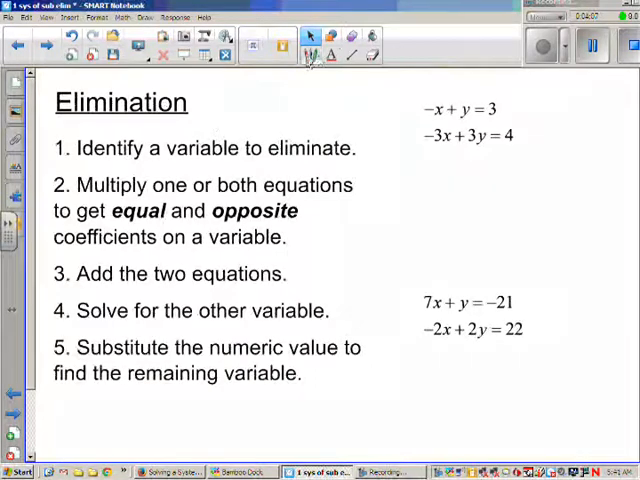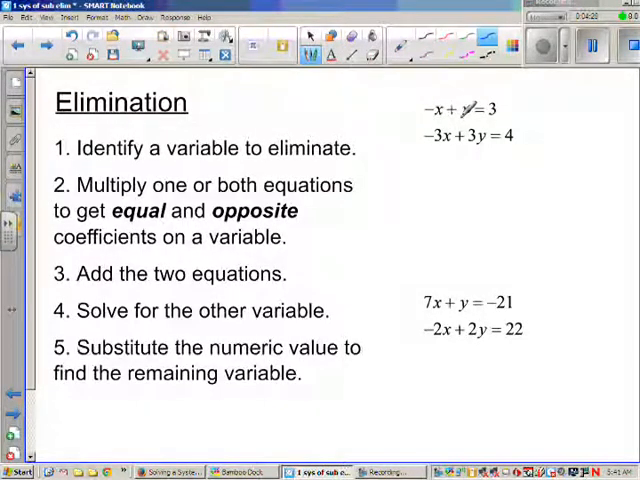Now we look at elimination. In this case, we're going to identify a variable to eliminate, multiply one or both equations to get equal and opposite coefficients on one of the variables. When we add, we eliminate that variable, solve for the other one, get a number, and then substitute that numeric value to find the remaining variable. So let's go and practice here.